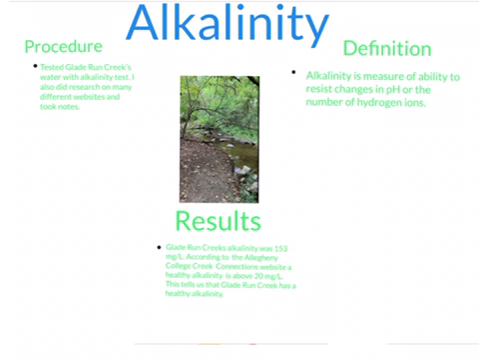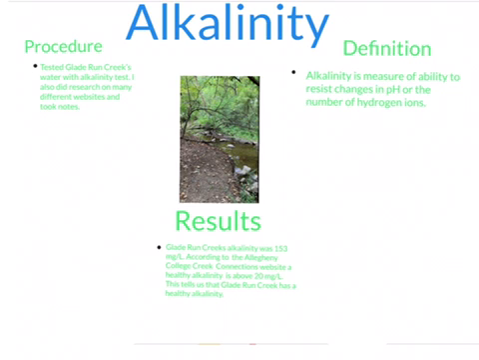Alkalinity. Procedure. From the alkalinity procedure, I tested Glade Run Creek water with the alkalinity test. I also did research on many different websites like Allegheny College Creek Connections, and I took notes. Definition of alkalinity: alkalinity is a measure of the ability to resist changes in pH, or the number of hydrogen ions. Aquatic life has a very hard time adjusting to changes in pH. That is why alkalinity is so important in creeks.